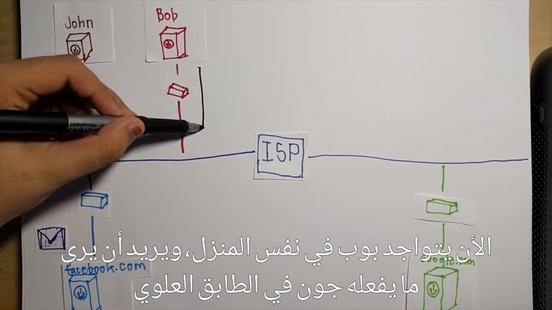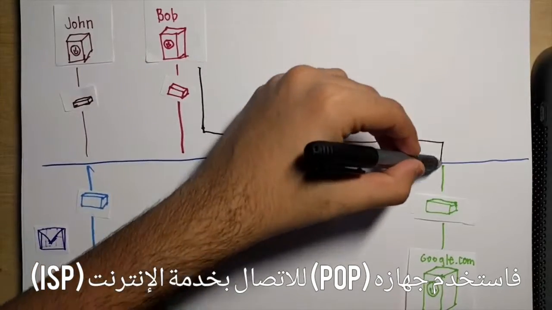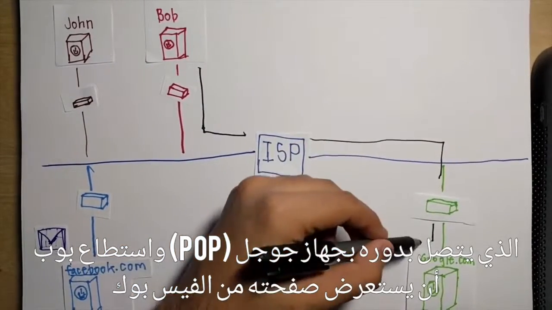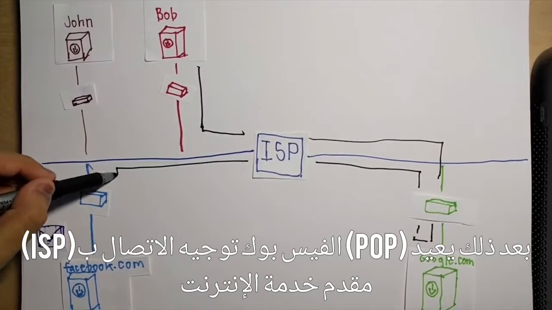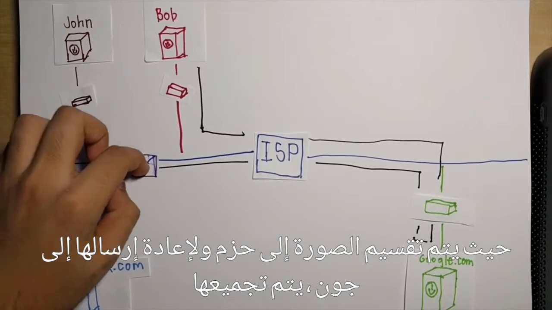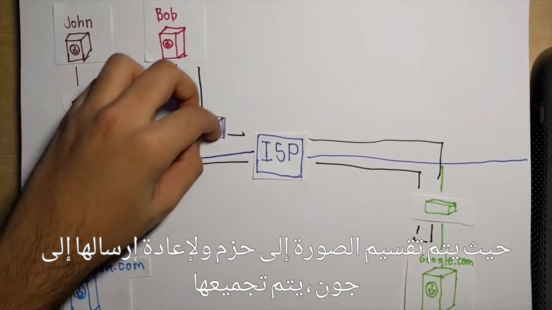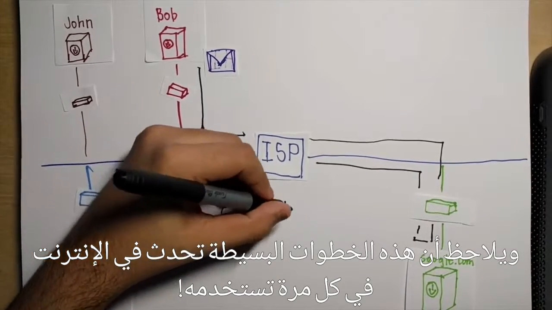Now Bob is in the same house and he wants to see what John is doing upstairs. He uses his POP to connect to the NAP, which connects to one of Google's POPs, and finds his Facebook profile. Then that POP redirects him back to the NAP toward Facebook's POP, where the image is broken into packages and sent back to Bob, where it's reassembled and he sees it. This is a simple interaction that occurs in the internet every time you use it.